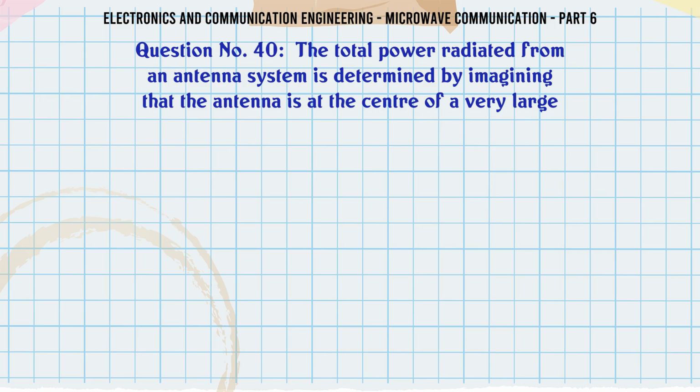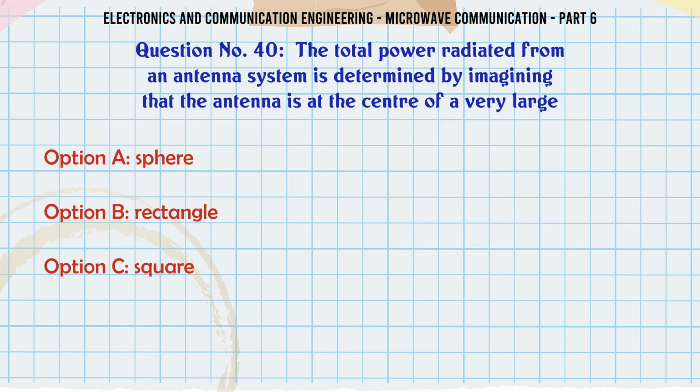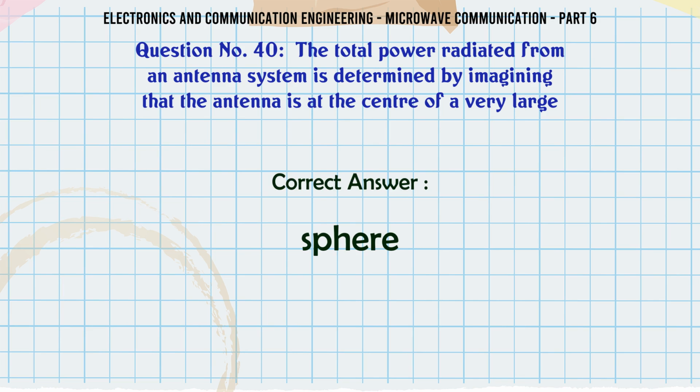The total power radiated from an antenna system is determined by imagining that the antenna is at the center of a very large A: sphere, B: rectangle, C: square, D: ellipse. The correct answer is sphere.